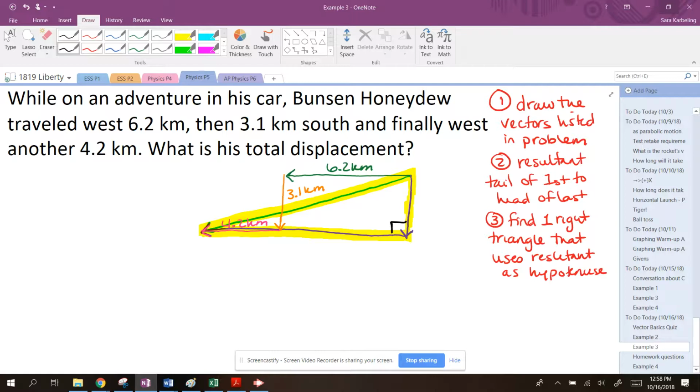Now I need to figure out what the lengths of the legs of my right triangle are. So I'm going to put that as step 4. Determine the lengths of the legs of the right triangle. How long is this leg? 3.1. It's got to be, right? What else would it be? It's got to be 3.1 because that's all we went down, right? 3.1 kilometers.